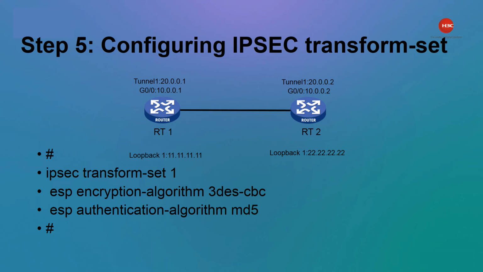Step 5. Configuring IPsec transform set. Select the security protocol, AH, ESP, and so on, and the default is ESP. Configure the encryption algorithm used by the ESP protocol as 3DES-CBC, and configure the authentication algorithm used by the ESP protocol as MD5. Note here that both ends need to ensure that the protocol and algorithm configurations used are consistent.